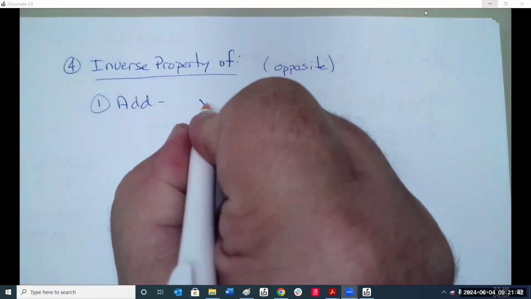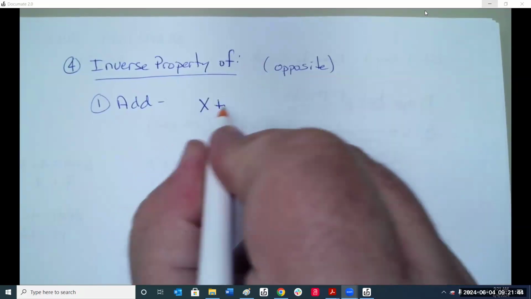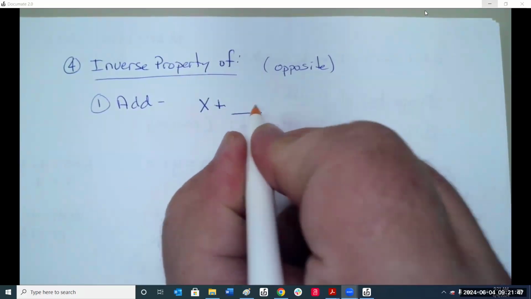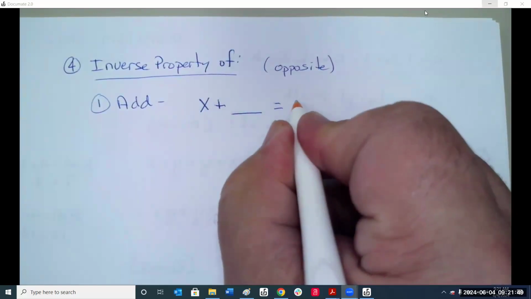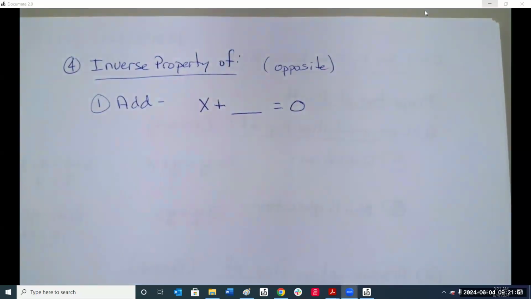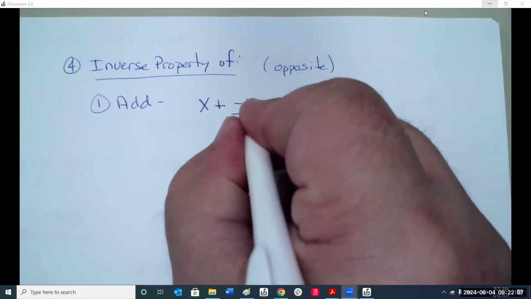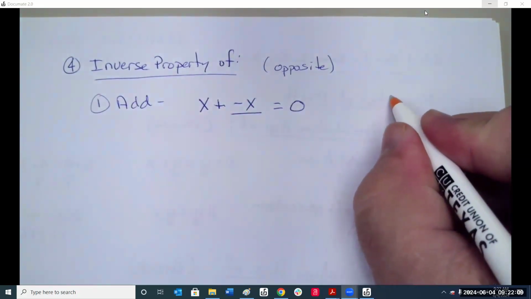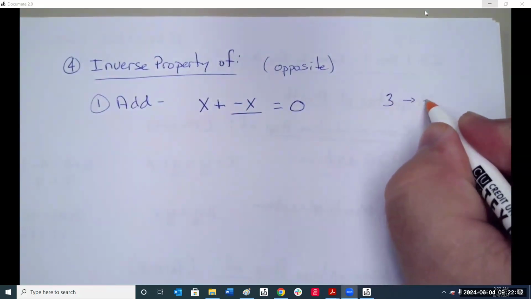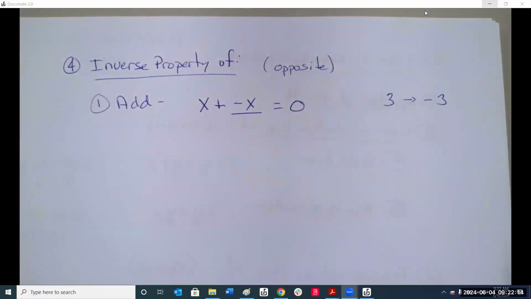So, what can I add to x to make it 0? Because if you add opposite numbers, what happens to it? They disappear. What's the opposite of x? Negative x. Very good. If the opposite of 3 is negative 3, why is that the opposite?